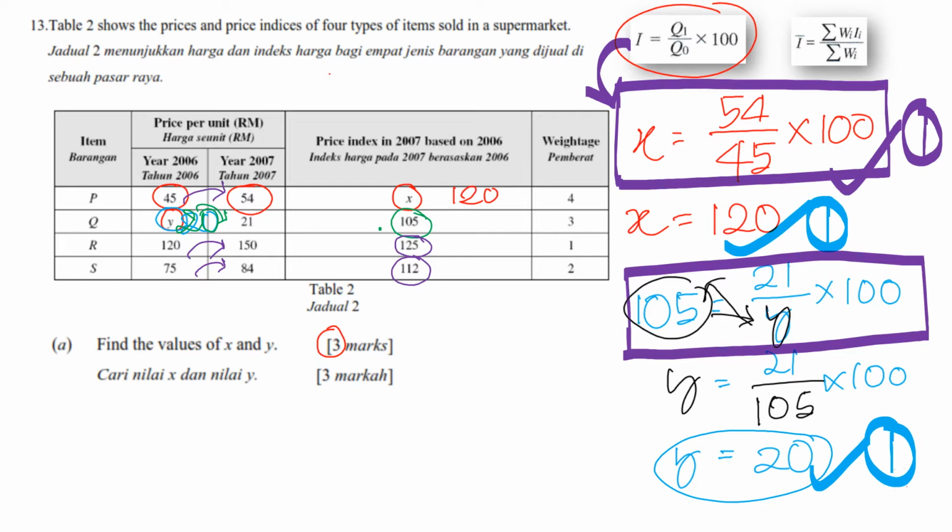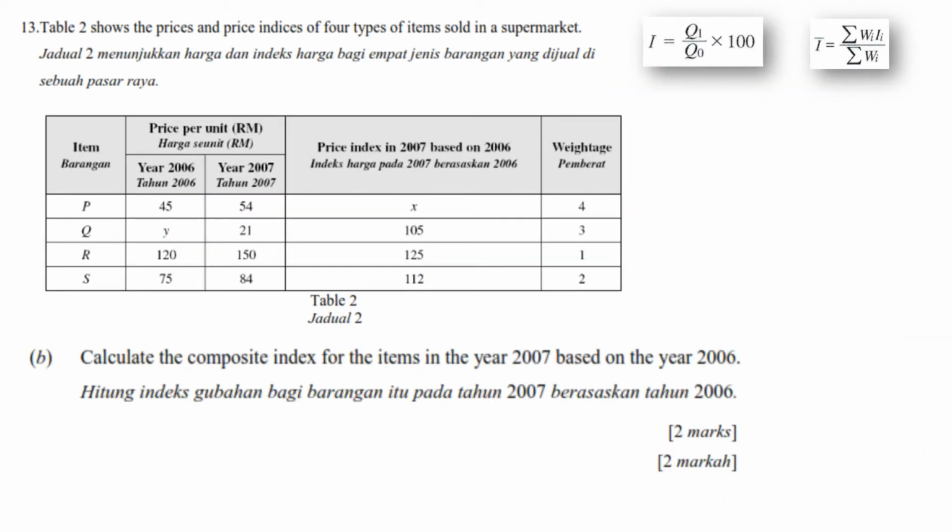Okay, let's continue to part B. Before you start, remember just now, you have to write the value of x and make sure the value that you obtain from part A is correct. So by hook or by crook, you need to get it right in order to score in your MS paper. Part B says calculate the composite index for the items in year 2007 based on year 2006. Hitung indeks gubahan. So you must know that indeks gubahan is indicated by this sign, I bar. Bagi barangan itu pada tahun 2007 berasaskan tahun 2006.